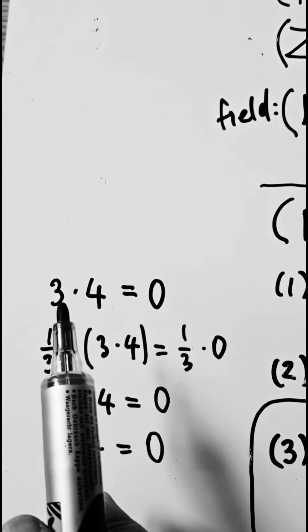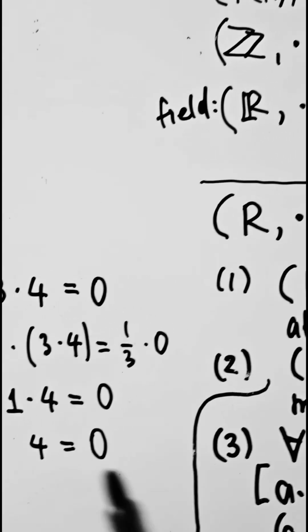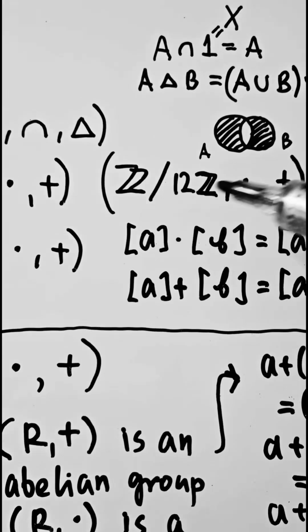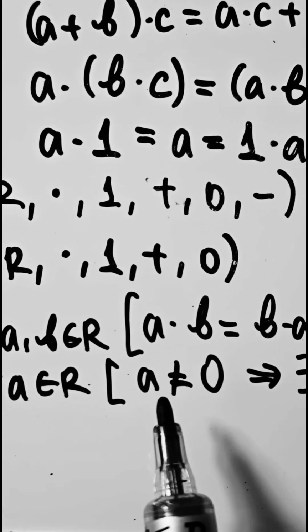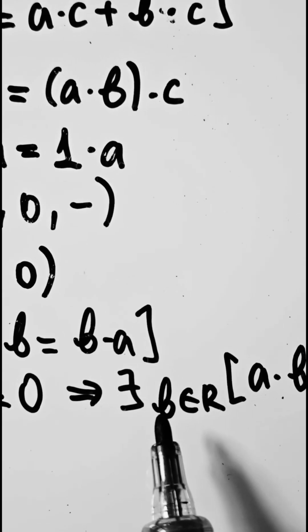This shows that 3 cannot have a multiplicative inverse, and hence this ring cannot be a field. For a field requires that every element of the ring, as long as it's not 0, does have a multiplicative inverse.